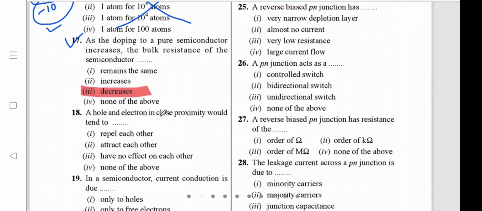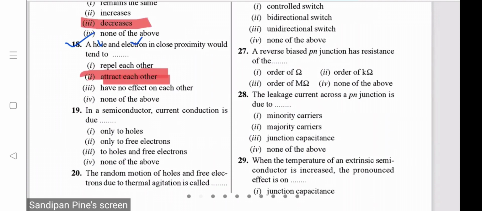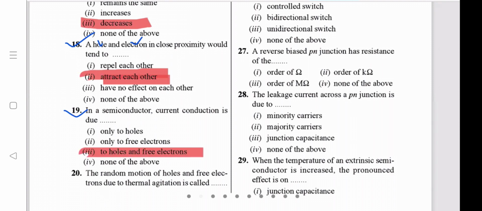A hole and an electron in close proximity, as they are opposite charges, hole being positive, will attract each other. So next question: in a semiconductor, current conduction is due to, as I told you in class, semiconductor is a bipolar material. Here current conducts due to both electrons and holes, not a single thing.